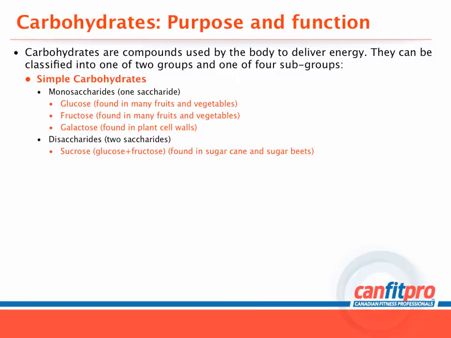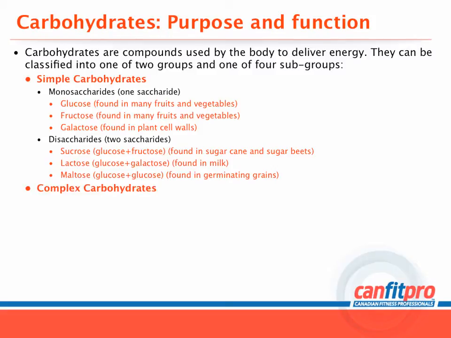This includes sucrose, which is glucose and fructose combined, found in sugar cane and sugar beets, lactose, which would be the combination of glucose and galactose, found in milk, maltose, which is the combination of glucose and glucose, found in germinating grains. The other main group is complex carbohydrates.